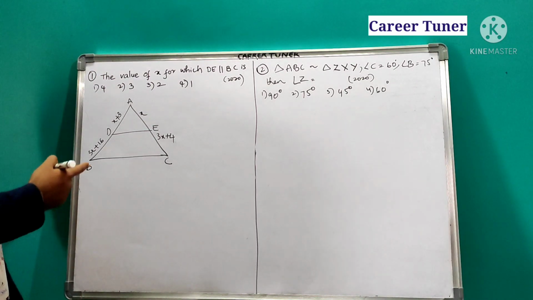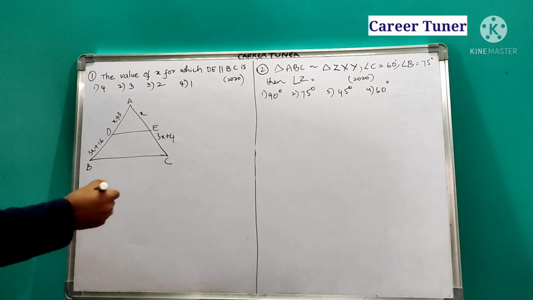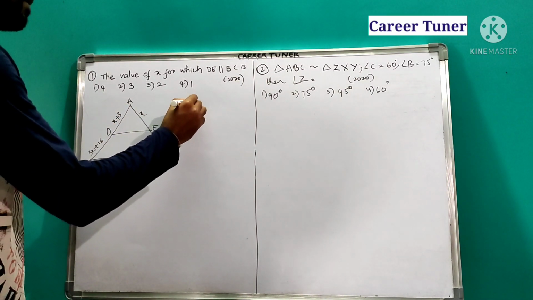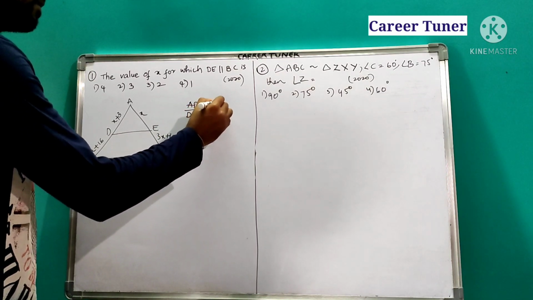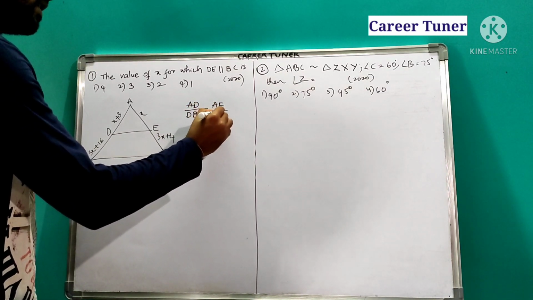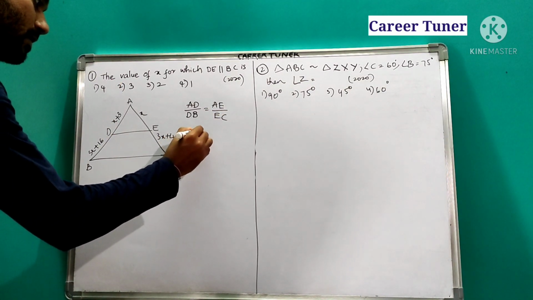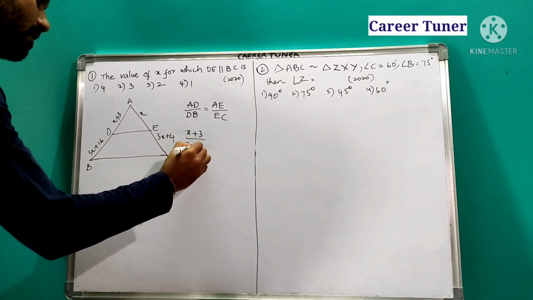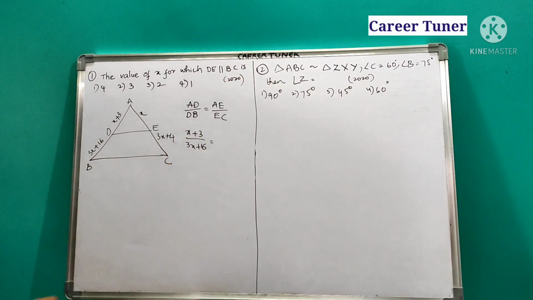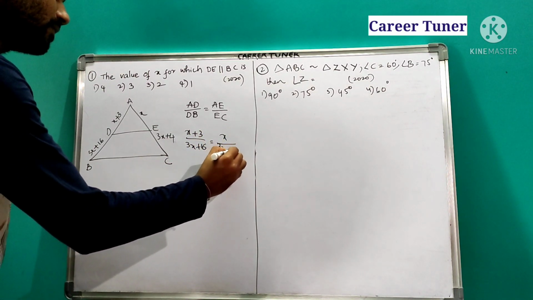So what does it mean? If a line is drawn parallel to any one of the sides, it divides the other two sides in the same ratio. That is, AD by DB will be equal to AE by EC. So what is the AD value? AD value is nothing but x plus 3, DB value is 3x plus 16, which is equal to AE, which is nothing but x by 3x plus 4.